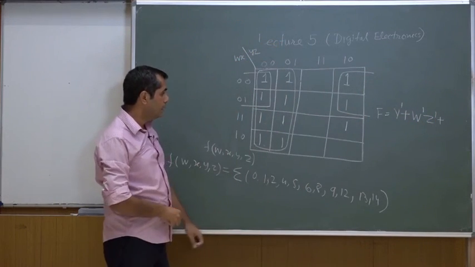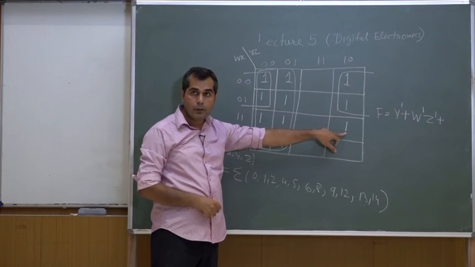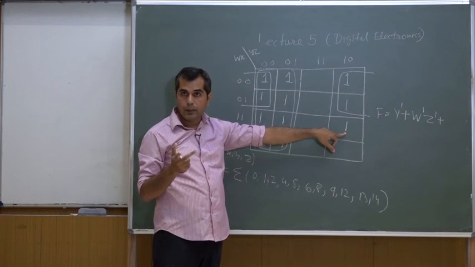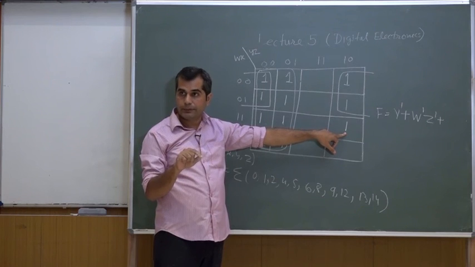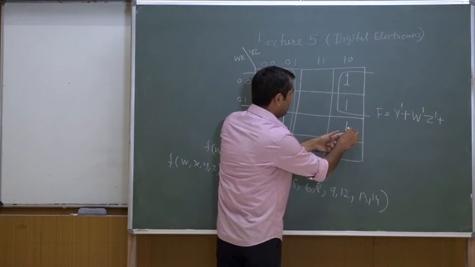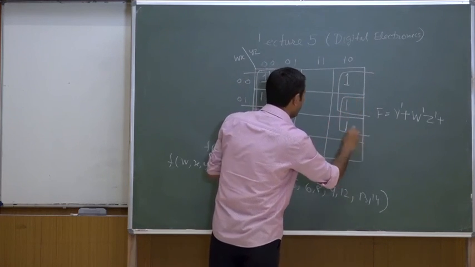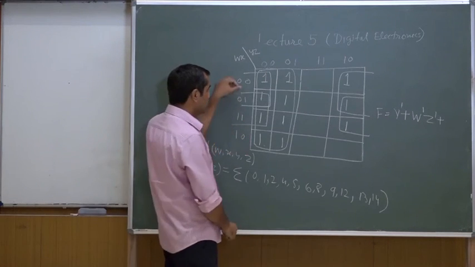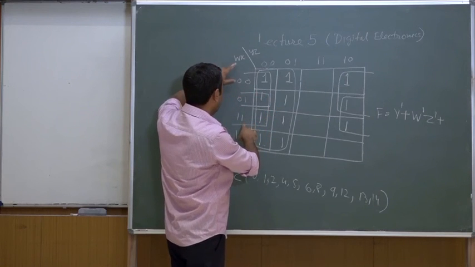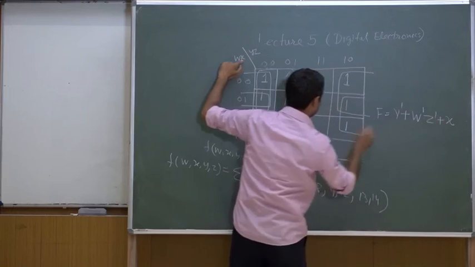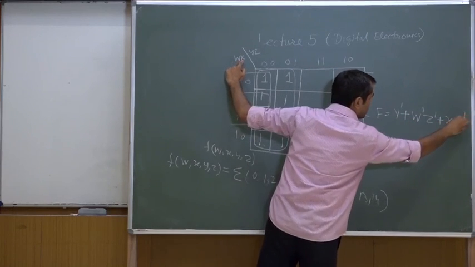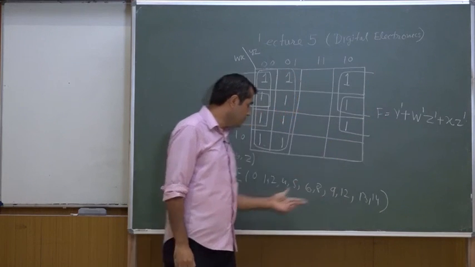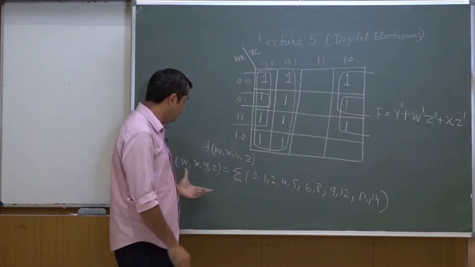And I am also left with this single one. So, what should I do? Should I make a group of 4 1s, because 4 1s will give you a term with less number of variables. So, I will consider this one along with this one and these 2 1s. And similarly, I can write for this group, x into z bar. So, this is the simplified expression for the min terms given in this function.